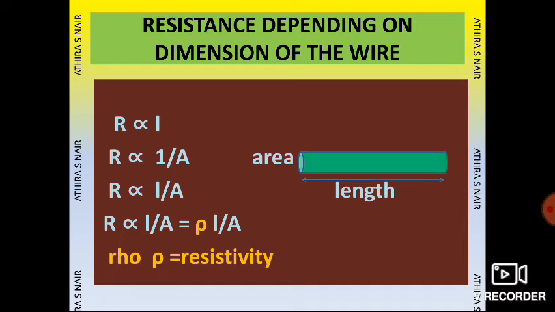Here we can combine the first and second equations. Then we will get R directly proportional to L by A. Here we can modify it as R is equal to rho into L by A. Here rho is the symbol we use to represent resistivity. R is equal to rho into L by A.